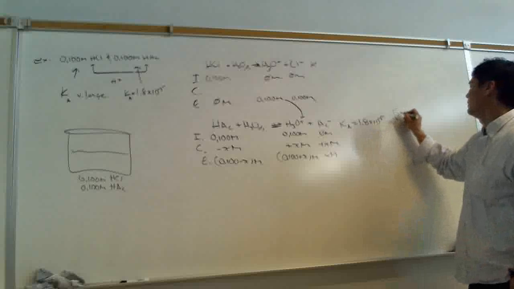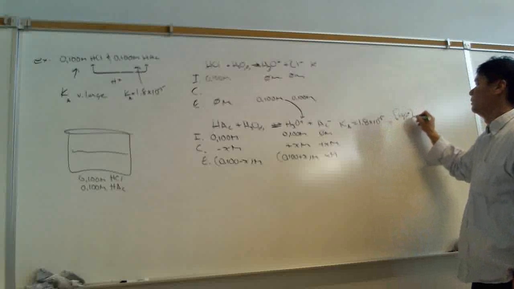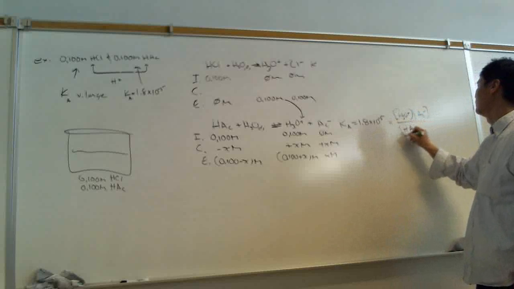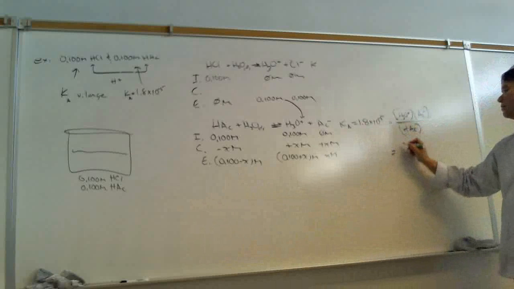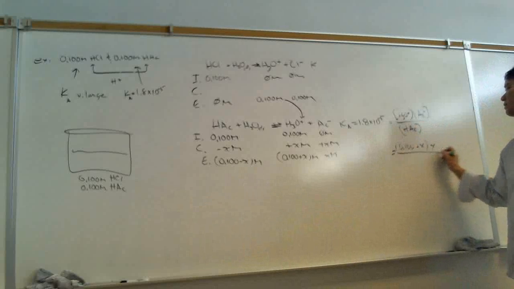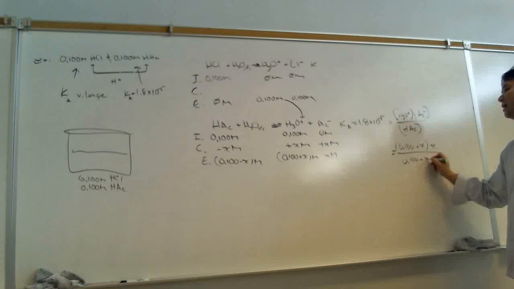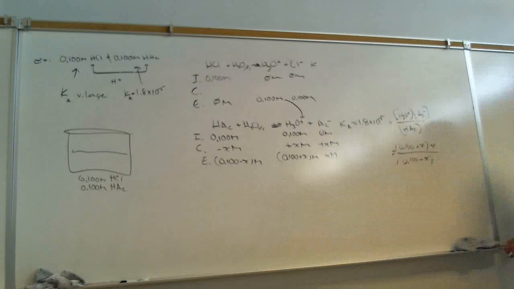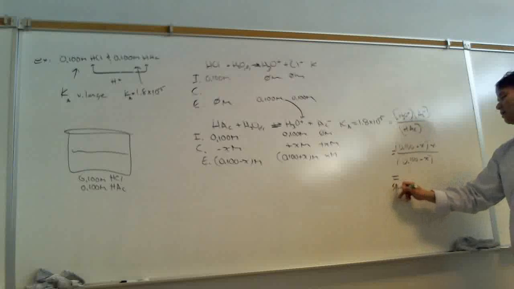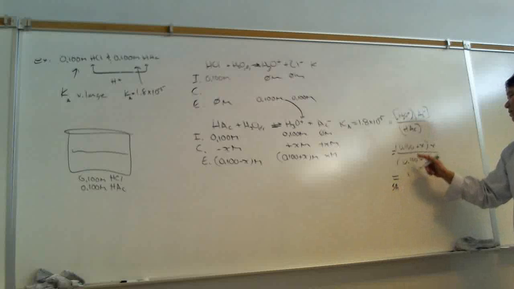So Ka is going to be the hydronium times the acetate divided by the acetic acid. So that gives me (0.100 plus X) times X divided by (0.100 minus X). You think the simplifying assumption should work well? I think it'll work great here because I have a lot of product. I don't expect much change. So this will be just equal to X.